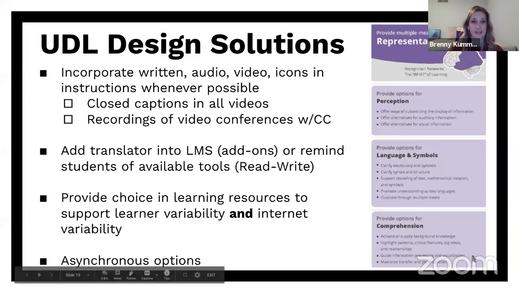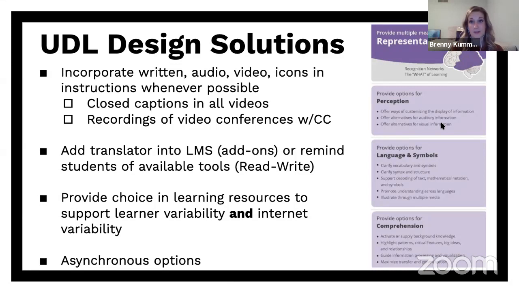Like I showed in the last slide, there was an example there of translating content or reminding our students that they have access to tools to help them translate materials, and then providing choice in learning resources so that we address learner variability and internet variability too. So putting low tech, no tech, high tech options out there, whether that's having a student look and read through their physical textbook, or it's having them look at a story online or watch a video, that every student has a pathway there to participate and they're not being marginalized because of that.